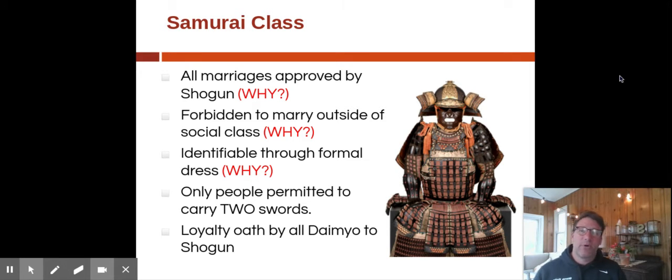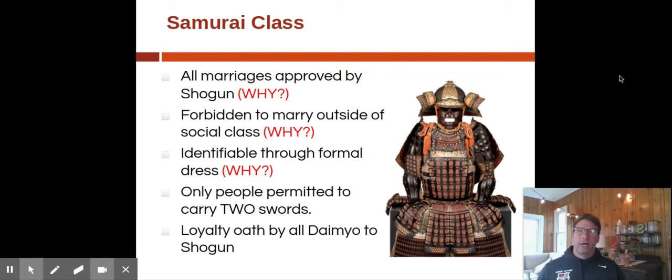Also, samurai were forbidden from marrying outside of their social class. They couldn't marry a peasant. They couldn't marry an artisan or a merchant. That was prevented. And they were the only ones who could dress as a samurai. So the idea there is social identity through dress, right?